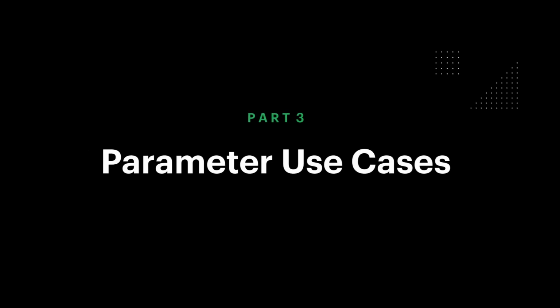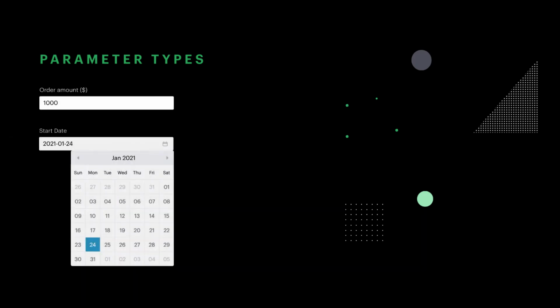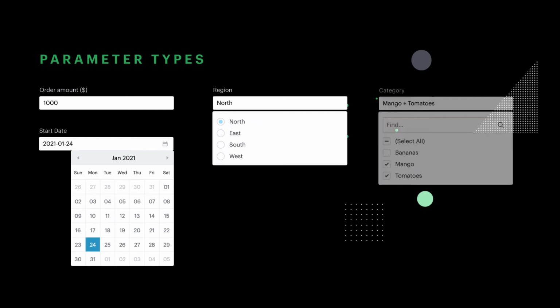Now that we understand the basics of defining a parameter, let's look at some more examples and talk about some of the use cases. There are a few common types of parameter: text inputs, date forms, select options, and multi-select options. Let's briefly talk about why you might want to use each type of parameter.